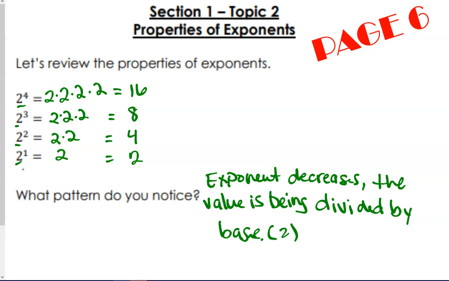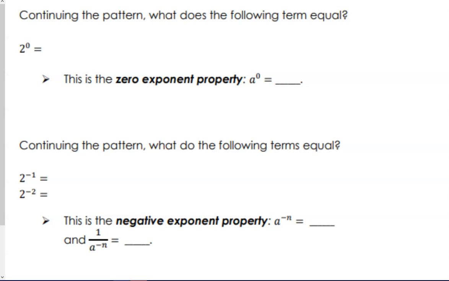So let's continue. So my next on my list, I had 2 to the 1st power, right? We had 2 to the 1st power, which we knew was 2. I go down again to 2 to the 0. Well, I take my other value, 2. I divide it by my base, which is also 2. We get 1. This is our first property.